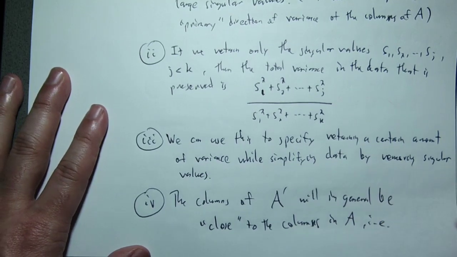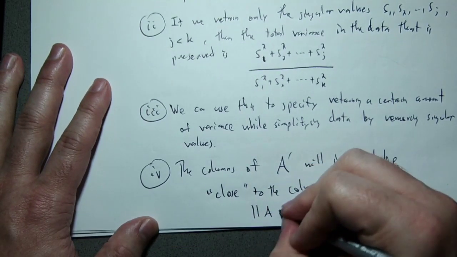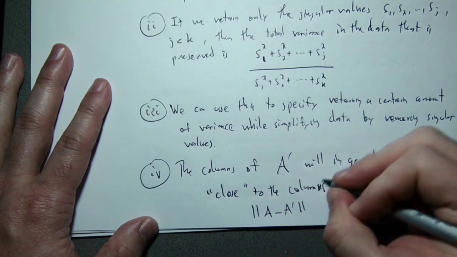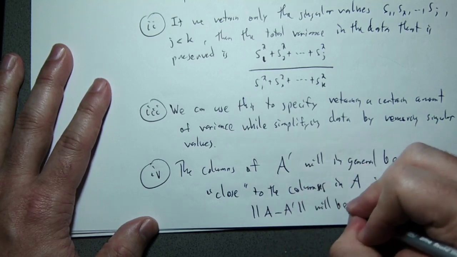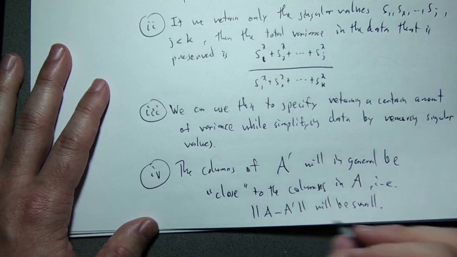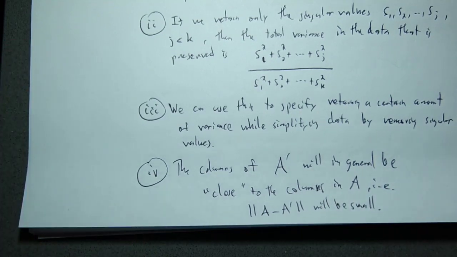i.e., the difference to the matrix norm will be small. So they will be close with respect to this distance. So this is what we mean by data or matrix approximation. We are finding an A prime that is simpler, like objectively simpler in some way, and yet is close to A.